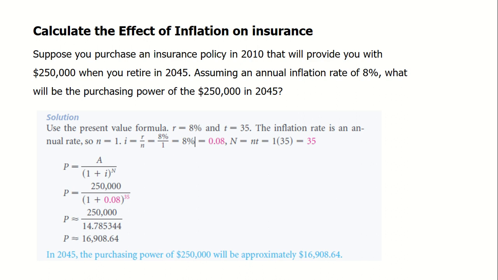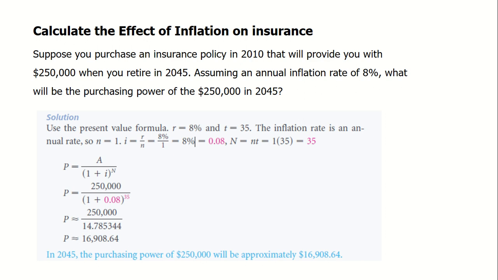So using the formula A divided by (1 plus I) raised to the big N, P will be, in the future, what you will receive, $250,000. So that's your A, all over 1 plus 0.08, which is 1.08, raised to the 35th power. So your $250,000 will be divided by 14.78 and so on.